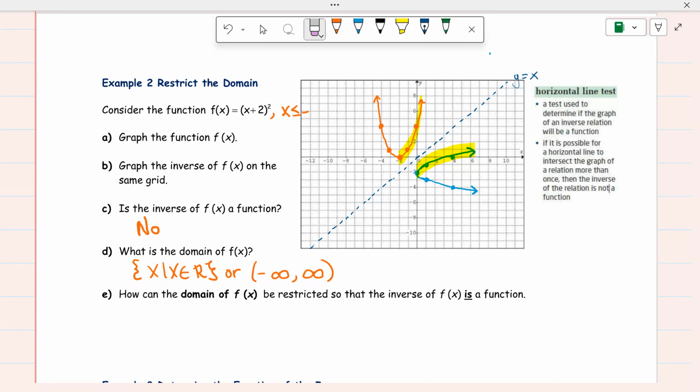What I'm saying is, if in the original I asked you to graph this, that restriction doesn't make you graph the whole thing. It only makes you graph where x is greater than or equal to -2, which is this branch. So if I'm only graphing this branch on the original, then I'm only graphing this branch on the inverse. That's how I can restrict the original function.